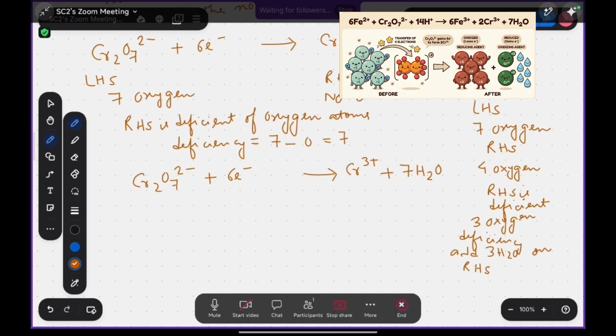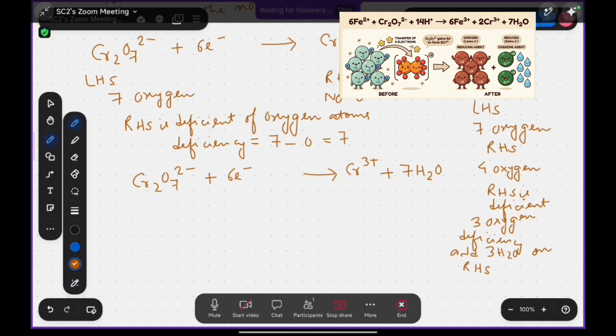How much less is it having? If it is having 3 less oxygen atoms, then add 3 water. Now the next question is, oxygen is balanced: 7 oxygen on the left hand side, 7 on the right hand side as well. But now hydrogen comes in. What to do for that?